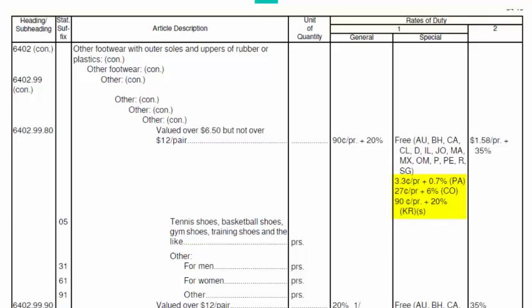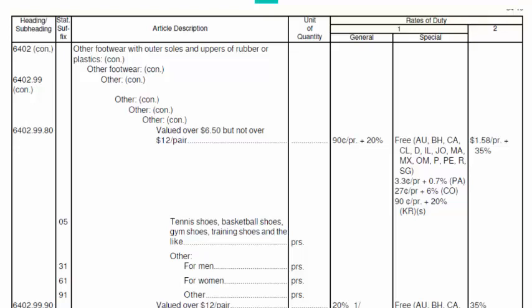27 cents a pair plus 6% from Colombia, and even higher, 90 cents a pair plus 20% coming out of Korea. Mainly because Korea is an advanced industrial society, and the United States wants to give a little bit of a break to these other countries that are still emerging, between quotation points, economies. This is just a good illustration of how the assessment of duties are influenced by the product itself and the country of origin.